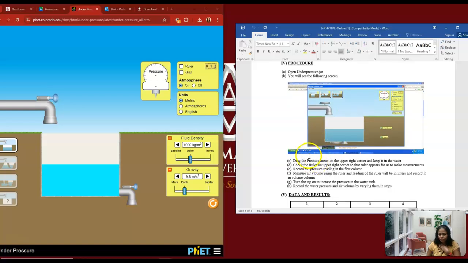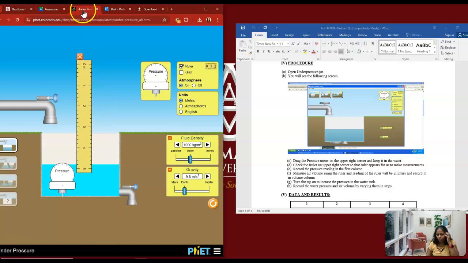Now I'm telling you to drag the pressure meter on the upper right corner and keep it in the water. So this is the pressure meter right here, and I want you to lift it up and put it in the water right here. I want to make sure that it is showing a reading. And now check the ruler. There is a ruler right here, so you click on that ruler to measure the volume of the water right there.